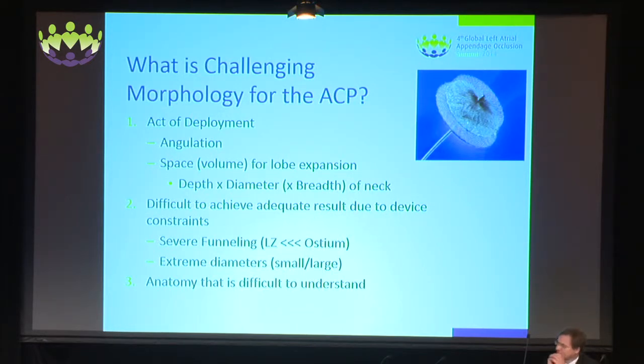The second thing is having difficulty getting the device to achieve what I want it to achieve. Not getting there, but actually once it's there, can it do what I want it to do? And that can be based upon severe funneling with the landing zone much smaller than the ostium, or it could be extreme diameters, either extremely large or extremely small. That means that this is a challenge for this device to achieve the result.